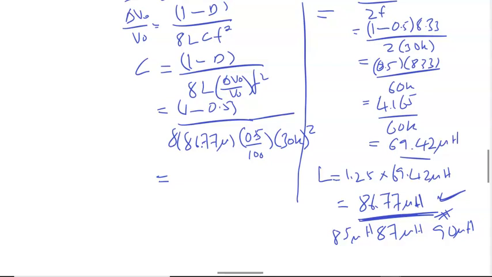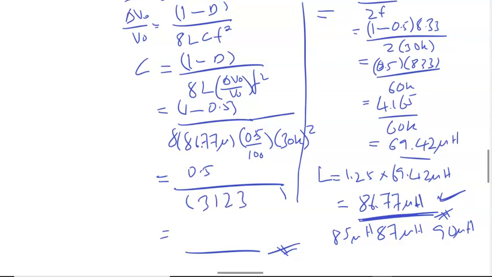accordingly. 1 minus 0.5 is 0.5. So 8 times all the values here is how much? Then only you come out with the answer. So it becomes 0.5 divided by 3123.7. So calculate step by step accordingly. So finally you shall have 16 microfarad for your required capacitor.